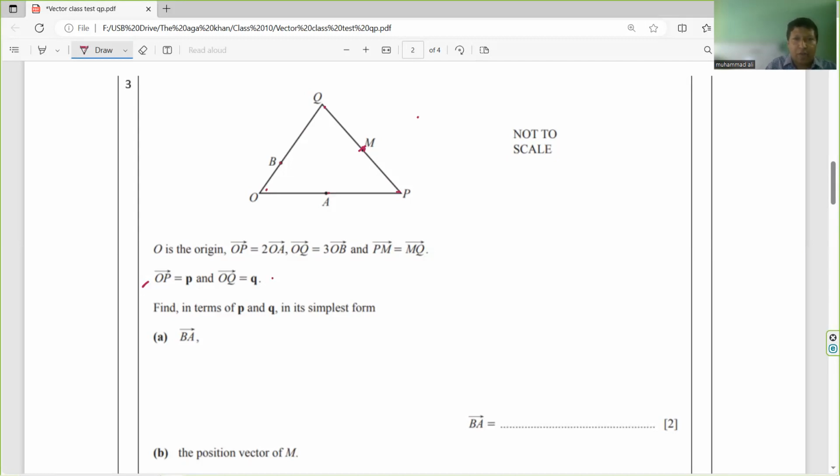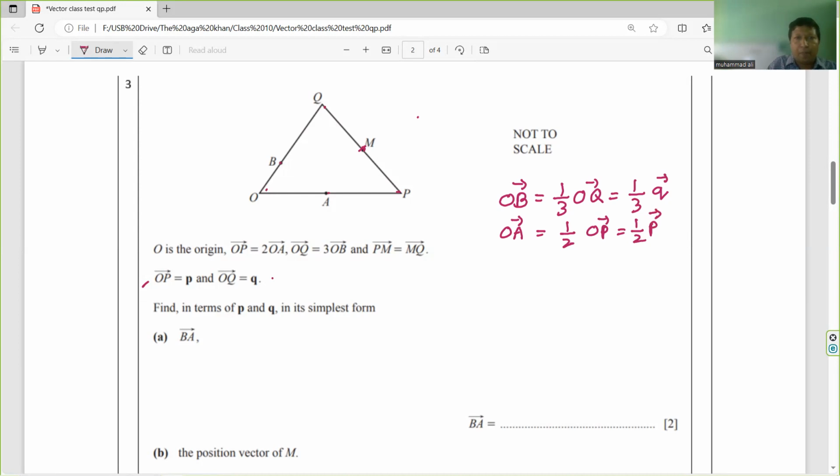So at first we can find the OB vector. As OQ equals 3OB, we can write OB vector equals 1/3 OQ. That means 1/3 OQ equals Q here. And OA vector equals 1/2 of OP vector. So 1/2 OP vector means P vector.